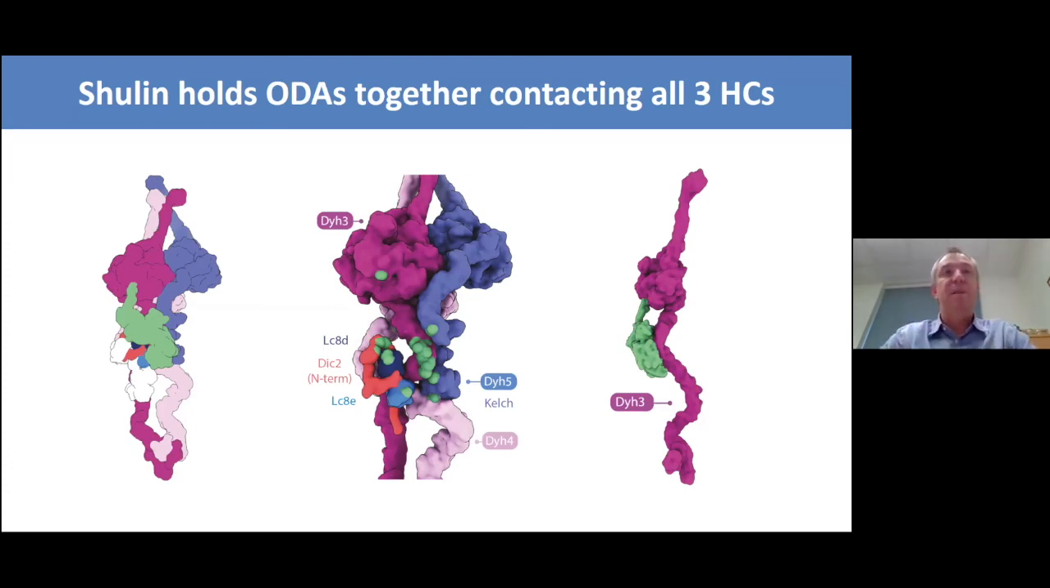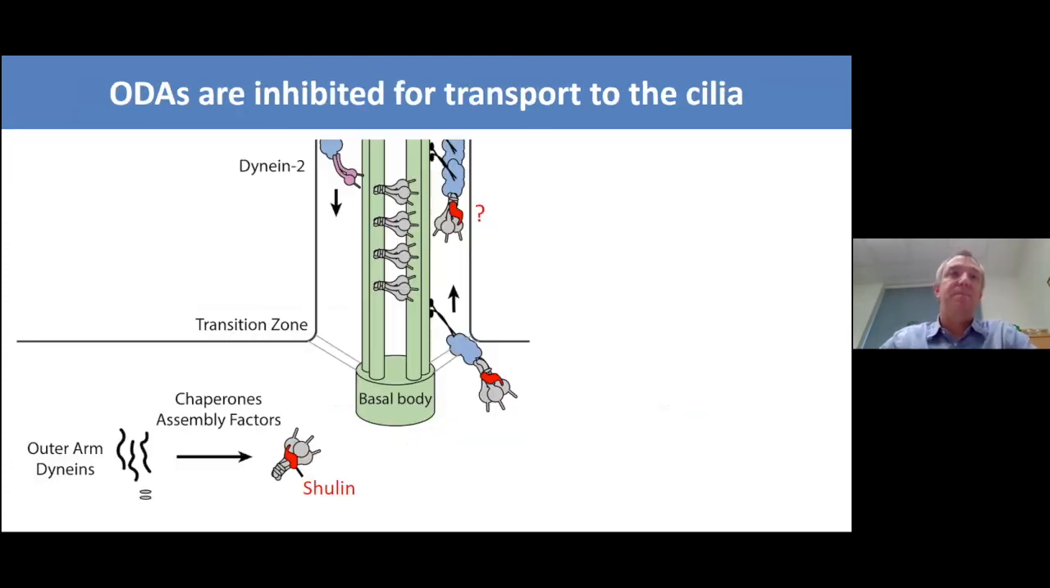And so to wrap up, I've told you about Shulin binding, the fact that it's involved with getting the ODAs to the cilia, and I've shown a molecular mechanism for that. The question really is, is this protein acting during the delivery of the dyneins to the cilia? And we've recently got another tiny little bit of data that mentions this.